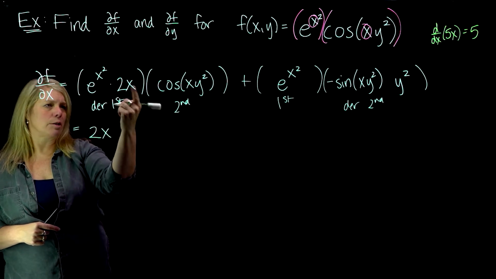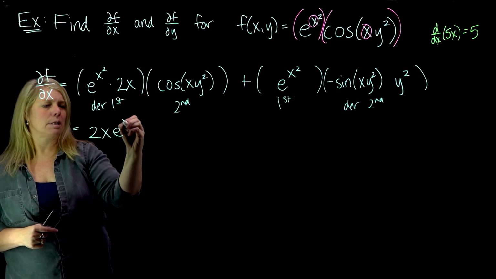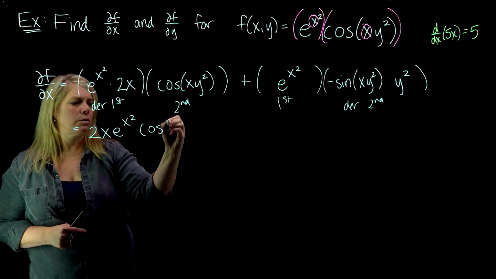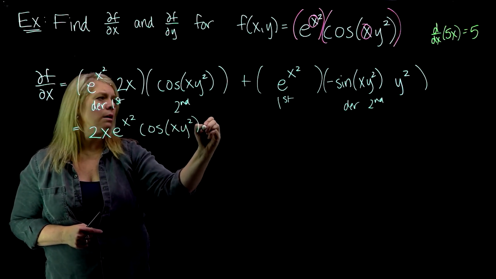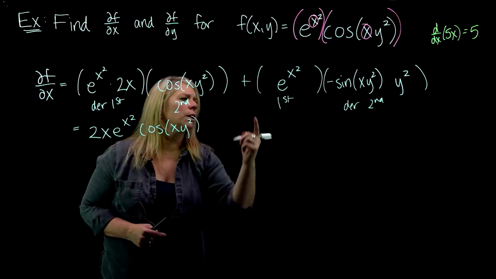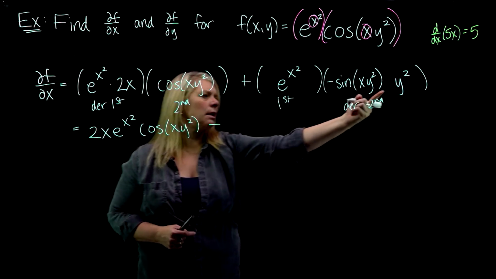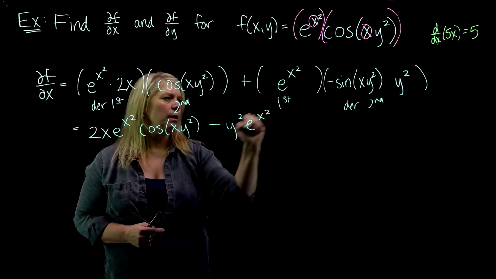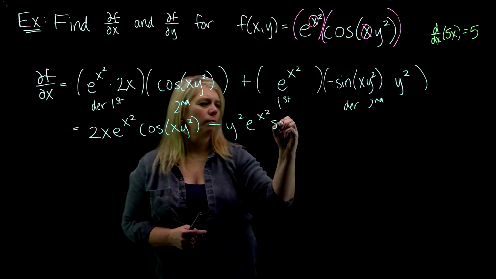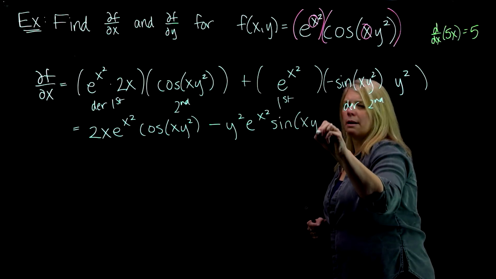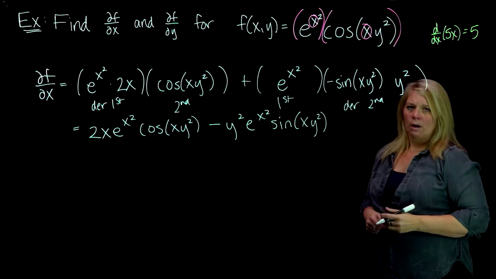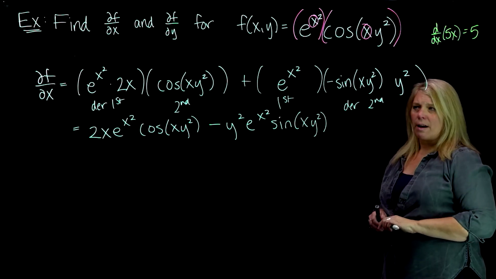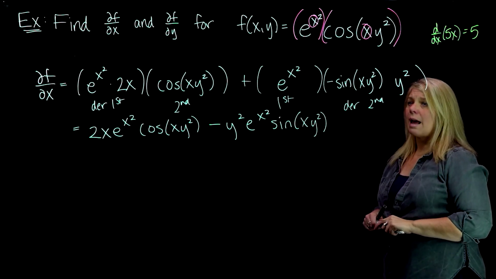So I would probably write the 2x out front times e to the x squared cosine of xy squared. And then all this is one term, so I'm going to put a minus. I'll probably put the y squared out front. Y squared e to the x squared times sine of xy squared. Okay, so there's our partial derivative of f with respect to x.